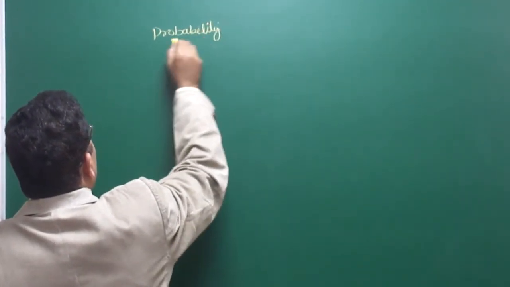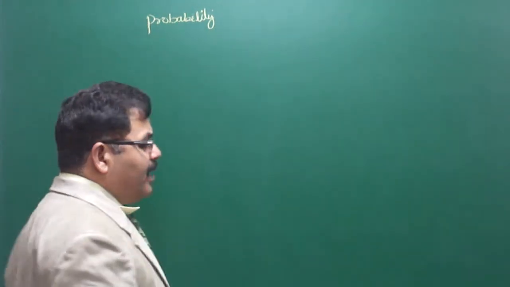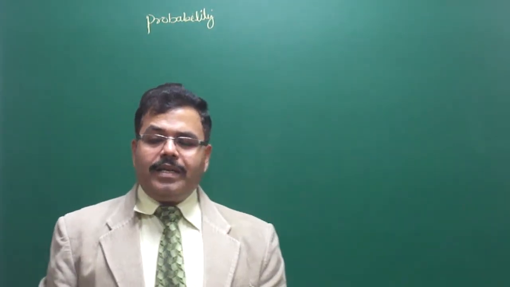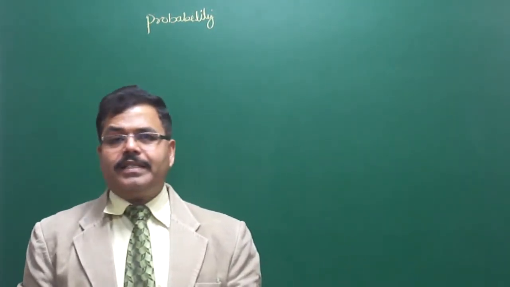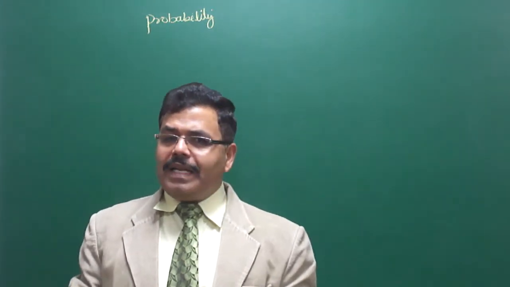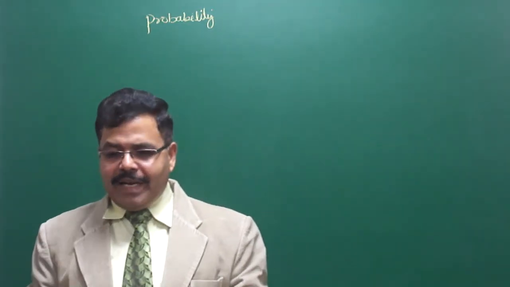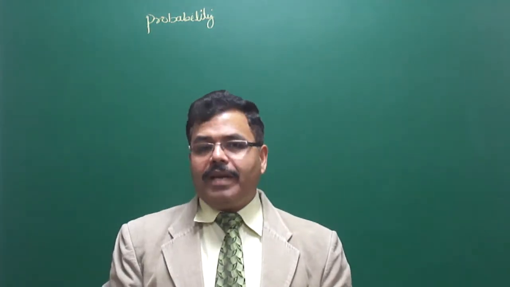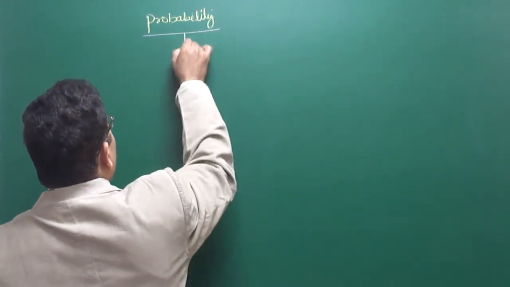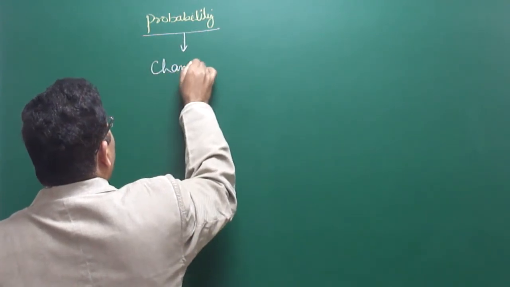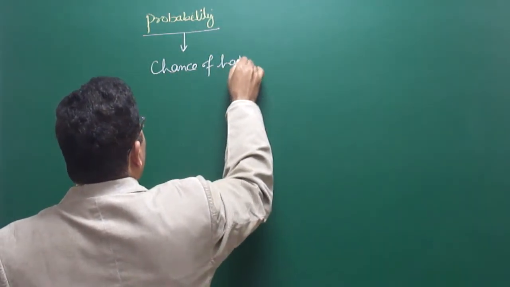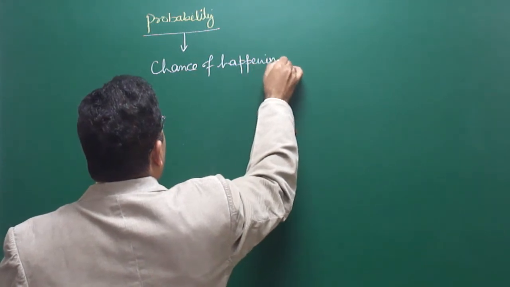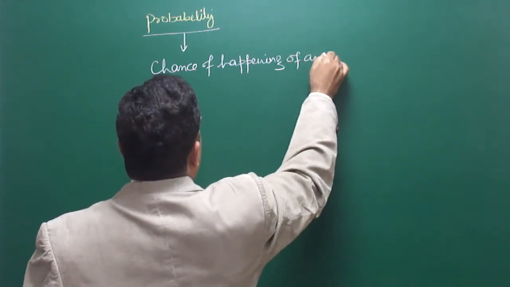The literal sense of probability: usually in discussion we say there is a probability that this will happen, a probability that he will come, a probability that he will pass. What is this probability? Probability is nothing else but the chance of happening of an event.